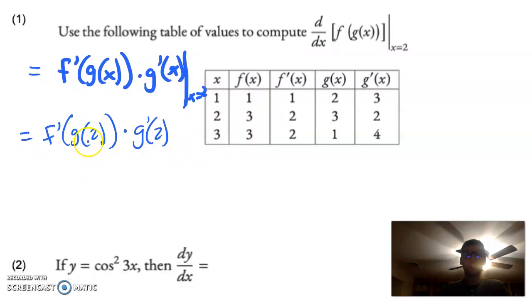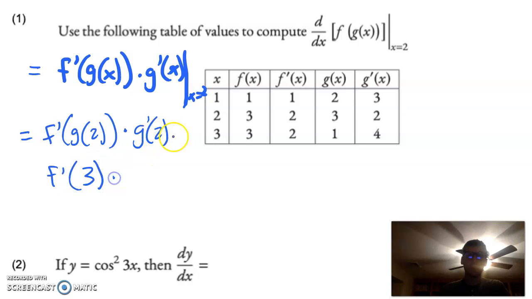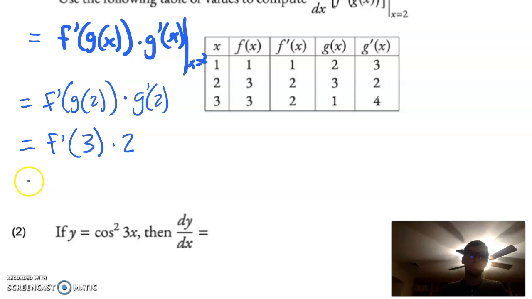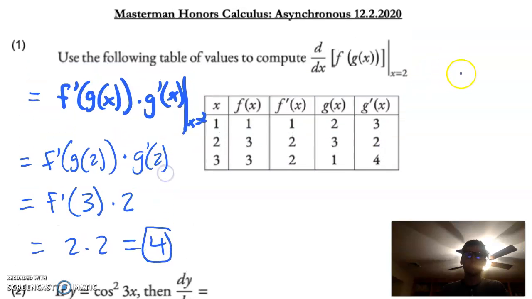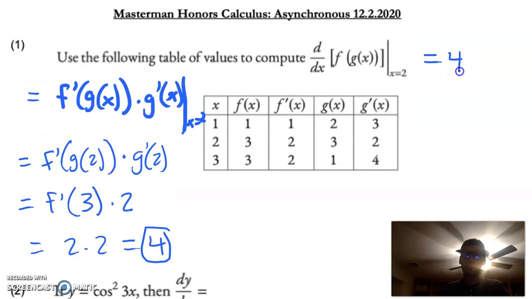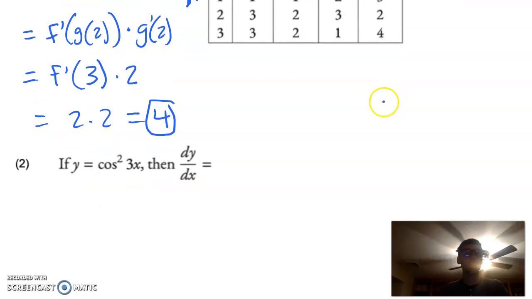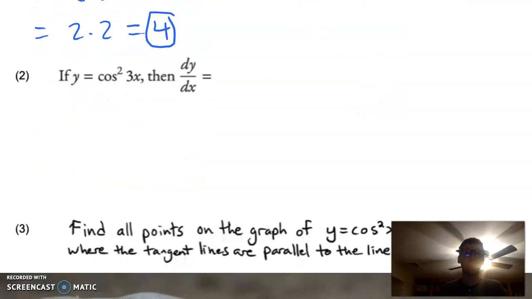Well, I can start on the inside. g of 2, when x is 2, is 3. Okay, so I got f prime of 3. g prime of 2 is 2. Now I have f prime of 3 times 2, and f prime of 3 is 2, so I get 2 times 2, so this is 4. So this equals 4. Not too bad. Nice to have that chart there.